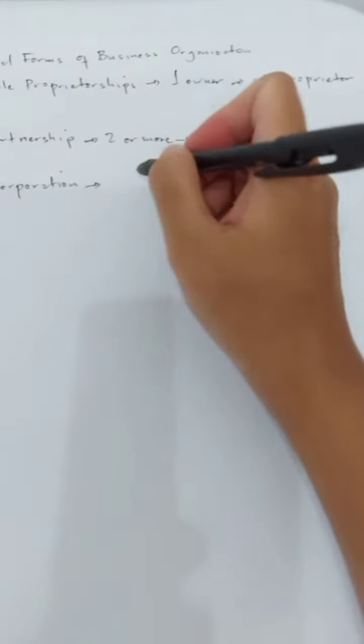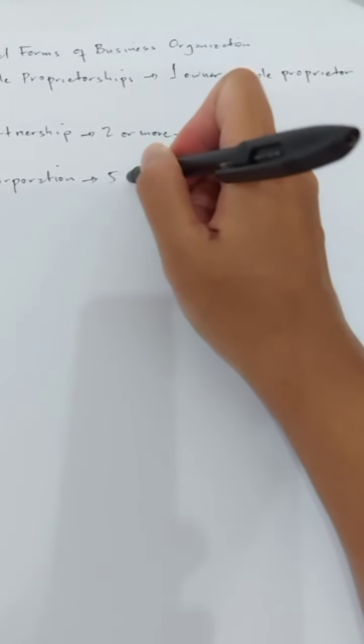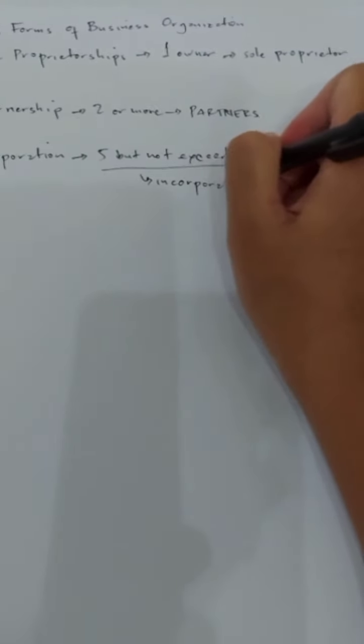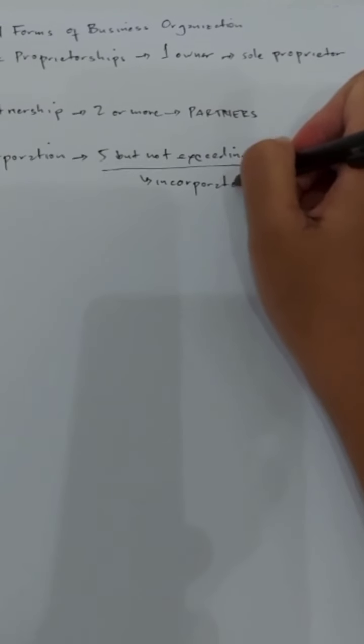Okay? So, pag corporation naman, the only type of business organization recognized under the operation of the law. So, ownership of corporation is divided into shares of stock and the owners are called shareholders or stockholders. So, pag corporation, dati, kapag corporation, meron tayong requirement na 5 but not exceeding 15 person incorporators. Pag sinabi nating incorporators, sila yung founder ng corporation. So at least dapat 5 yung magtatayo ng corporation.